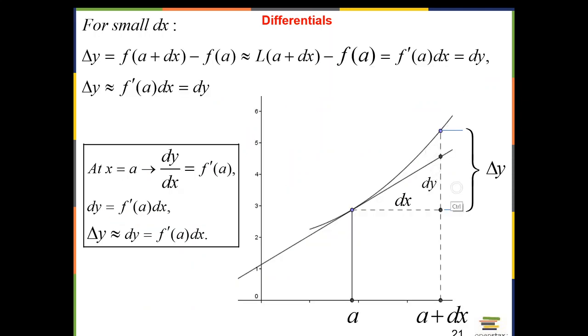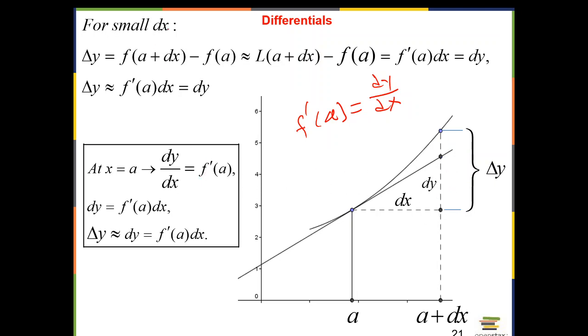Again, here is a picture. Delta y is the difference between f of a plus dx and f of a. But dy is actually the y-coordinate, the rise on the tangent line, right? On the tangent line, rise over run is the slope of the tangent line, and the slope of the tangent line at a is f prime. So the slope of the tangent line at a is dy over dx, and dy is dx times f prime of a. So what we are doing here is assuming that delta y is approximately the same as dy.